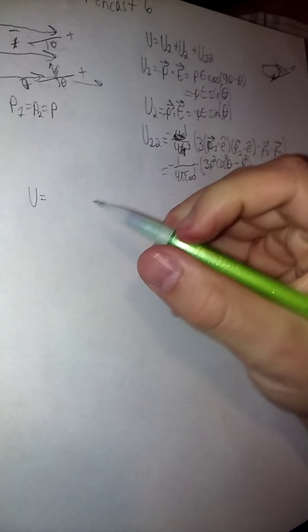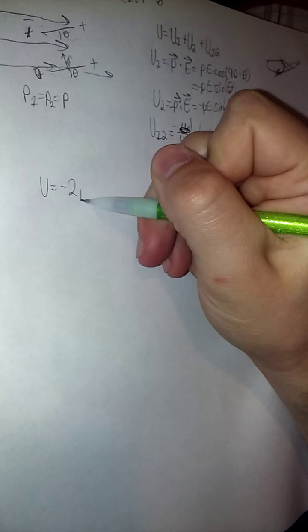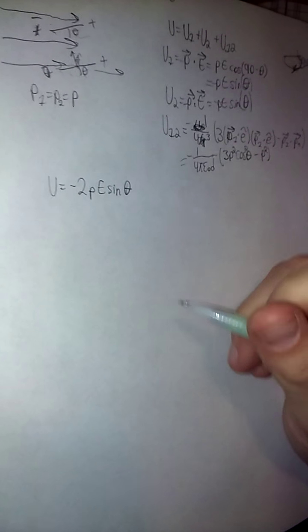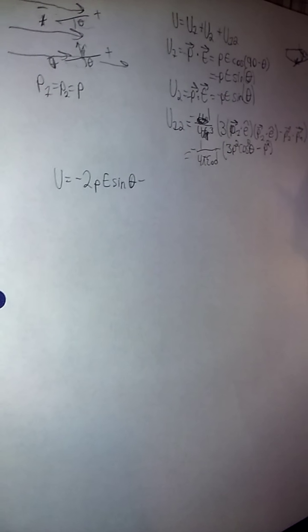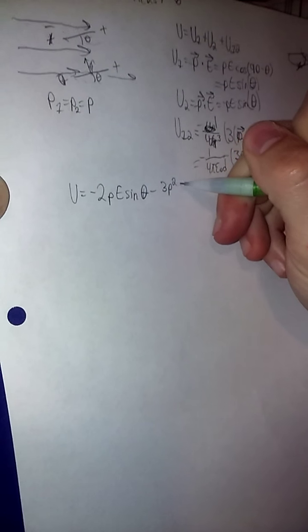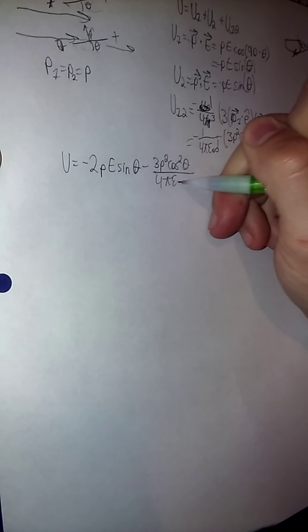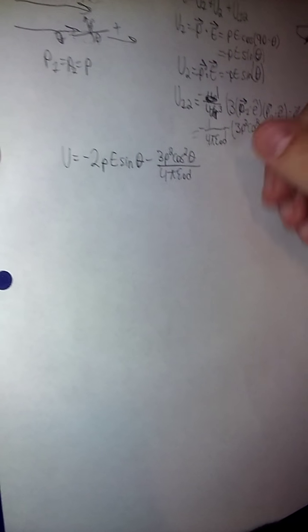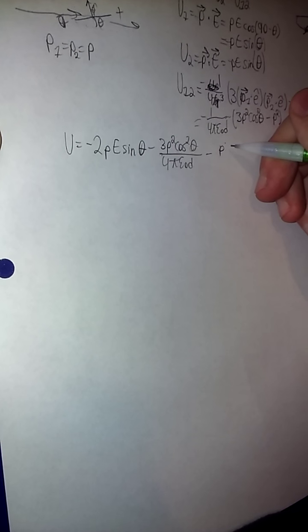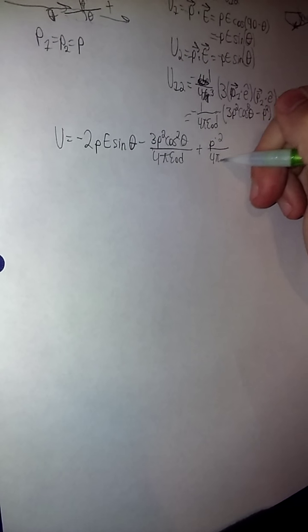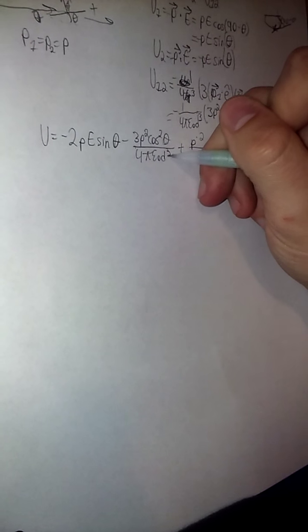When we put those together, we get negative 2 PE sine theta, then minus 3p squared cosine squared theta over 4 pi epsilon naught d cubed, plus p squared over 4 pi epsilon naught d cubed.